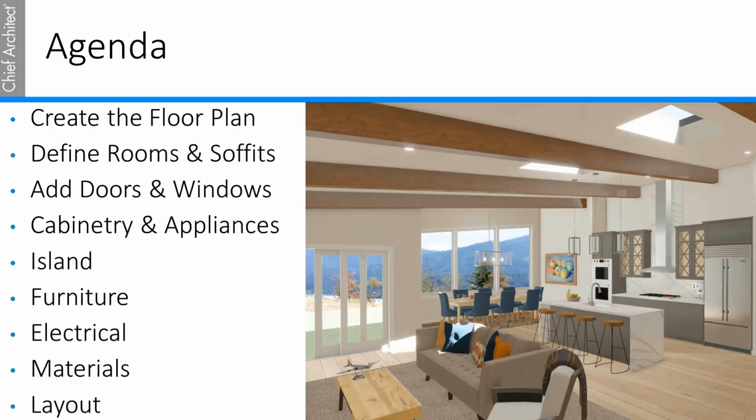We're going to start off by creating our initial floor plan, then go through and define the kitchen room and add the soffits to the plan. We'll then go through and add doors and windows and design them. We'll then take a look at how cabinetry works in Home Designer software and add appliances. We'll design the island, add furniture, create an electrical plan. We'll be using various materials throughout, and we'll create a layout sheet which is available in Home Designer Professional. And throughout the demonstration, we'll be using various 3D rendering techniques.